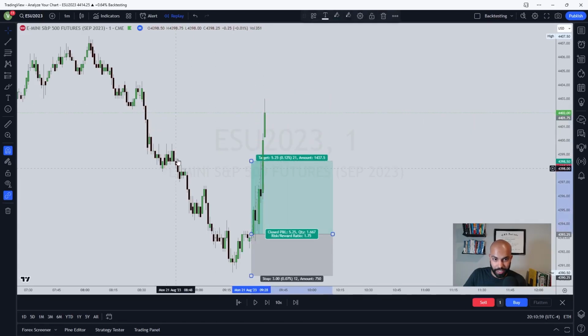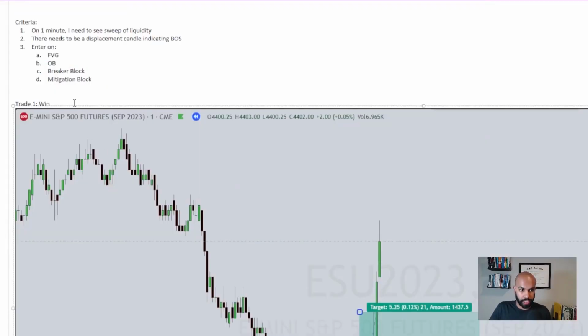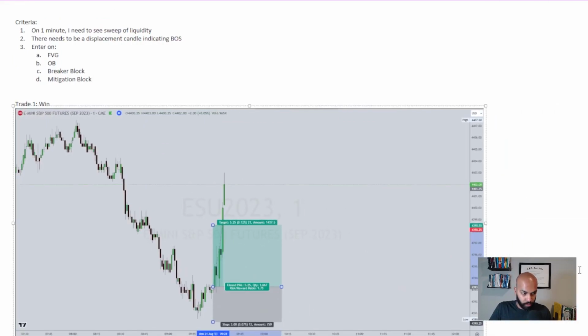I'm still going to use this original as the trade. So 1.75R. So what do we do? We snip it. We take the snipping. Then we come to our OneNote. We type in trade 1. We type in win. We adjust it because yeah, there was a sweep of liquidity and we entered on an order block. So that's exactly it.